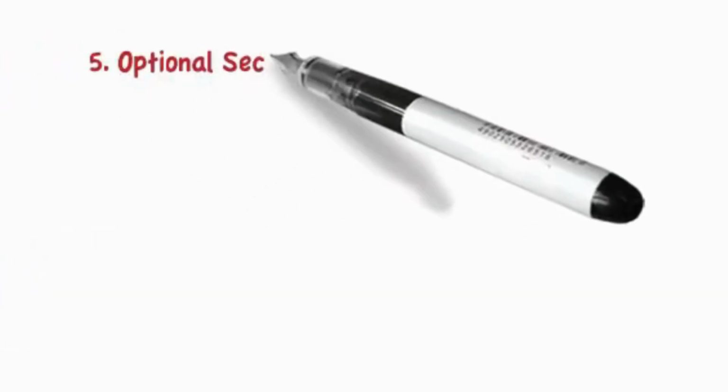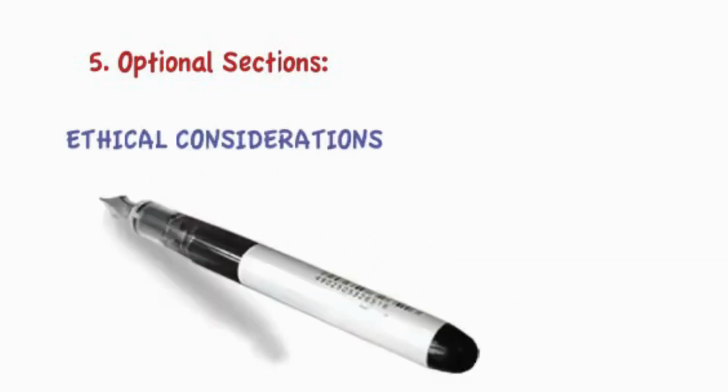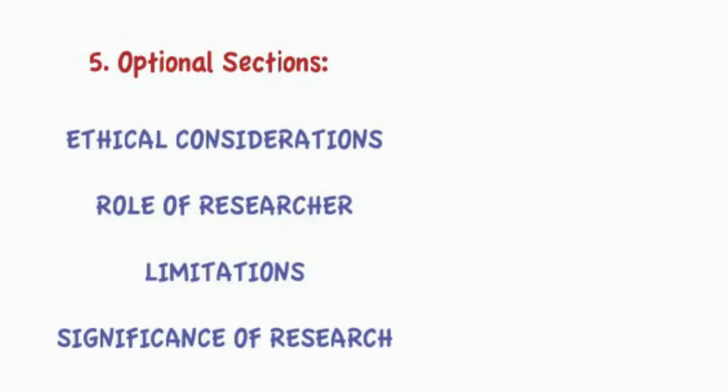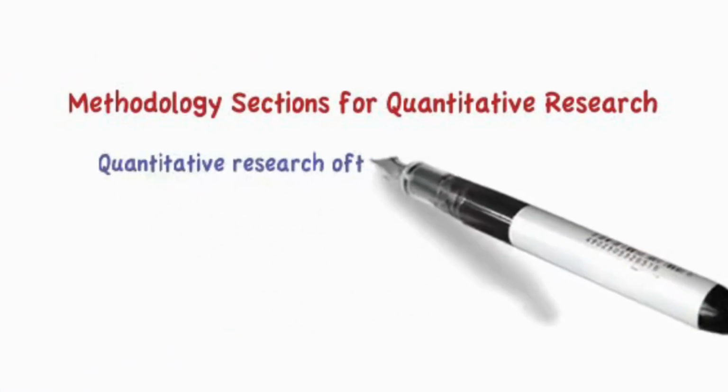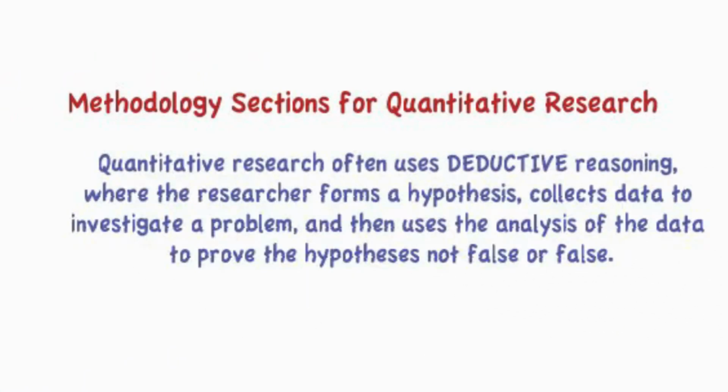Now, there are many other optional sections that you could include depending on your field or discipline, but these are just a few for you to consider. If you are doing research on human subjects, you would need to include something about ethics. If you're doing insider research, you might need to have a section on the role of the researcher and how you might affect the research. Limitations, significance.